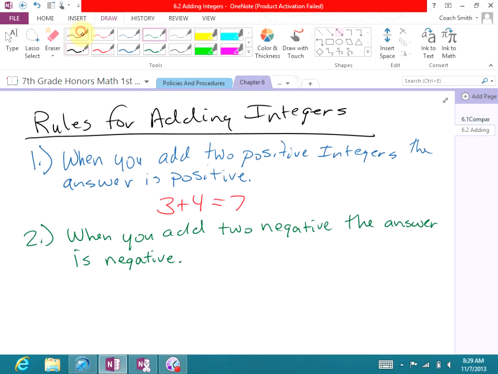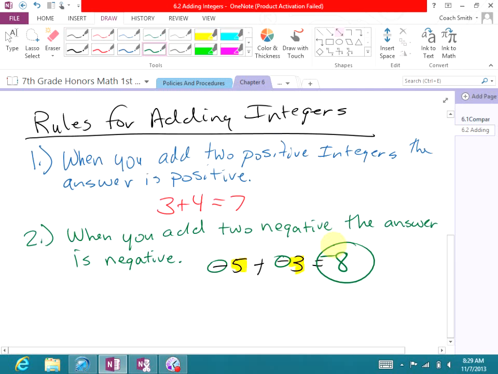Okay, so if I have negative 5 plus negative 3, you simply add the 5 and the 3 together and get 8. And then since there's two negative signs, the answer is negative. So it's negative 8. So you do basically the exact same thing you do with two positives. It's just in the end, you put a negative sign with it. You just add the two numbers together, and then put the negative sign with it. All right, so that's rule number 2.